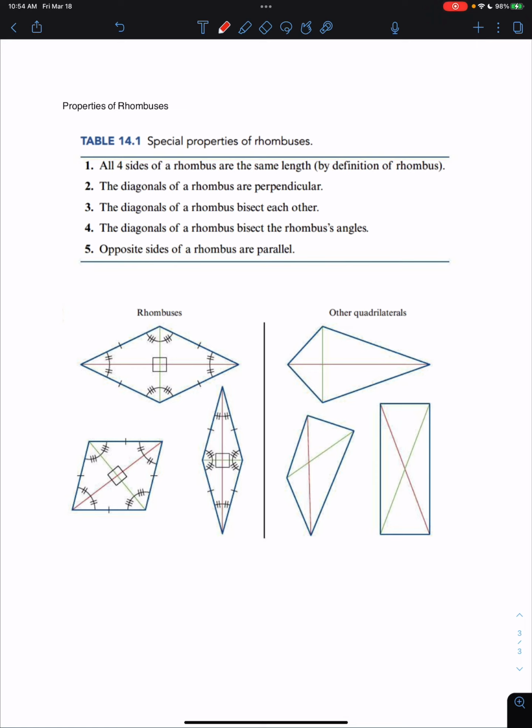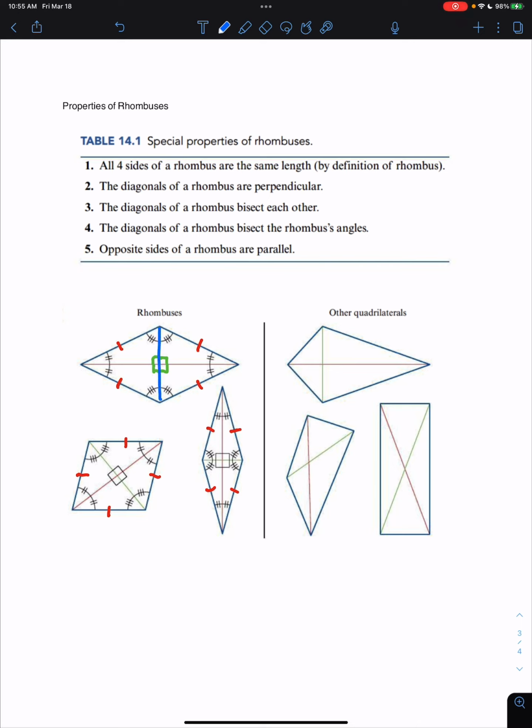Another property of rhombuses is that the diagonals bisect each other. So here again, we saw this when we constructed a perpendicular bisector, that we could then construct a rhombus from it. And so this special property of rhombuses helps us when we are constructing our perpendicular bisector.